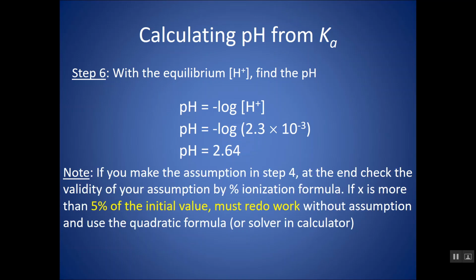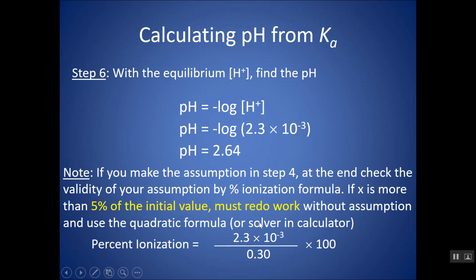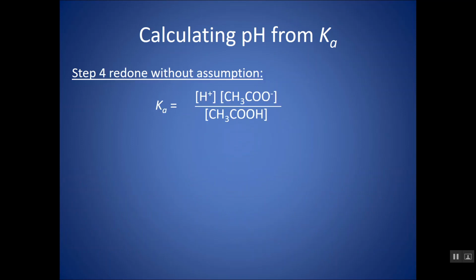Now, because we used that assumption, which I said is called the 5% rule, we should find the percent ionization and make sure it's 5% or less. Remember, percent ionization is the H plus at equilibrium over the initial acid times 100, and if I do that, I get 0.77%. Technically, if you get more than 5%, you should redo the problem without that assumption. Though even if it's more than 5%, it really doesn't affect the answer all that much. Just showing you how it would be redone without the assumption.